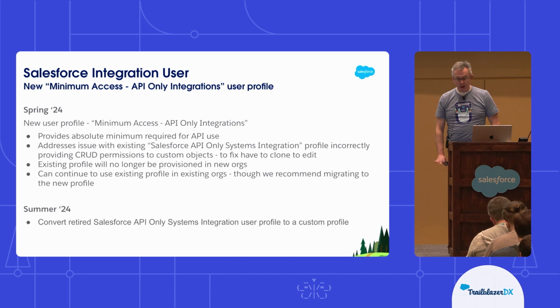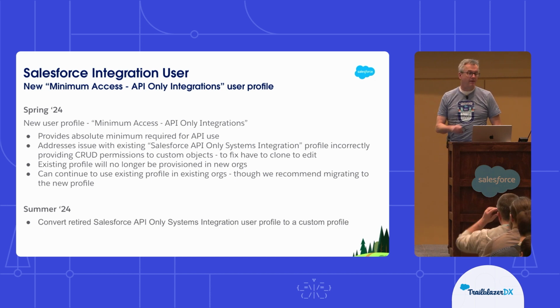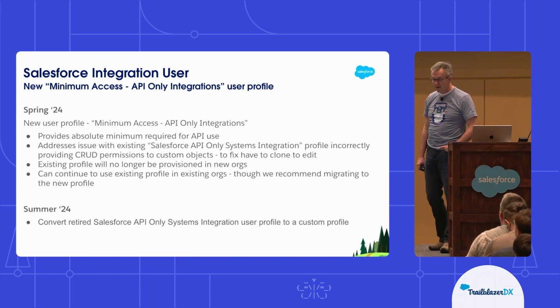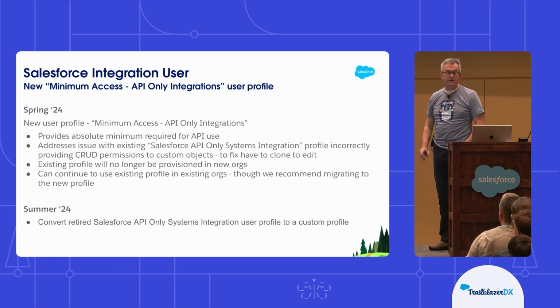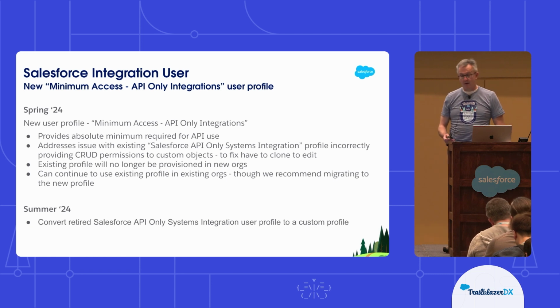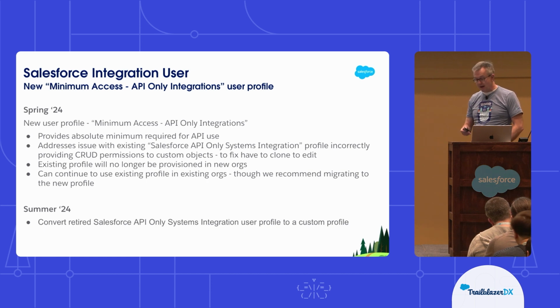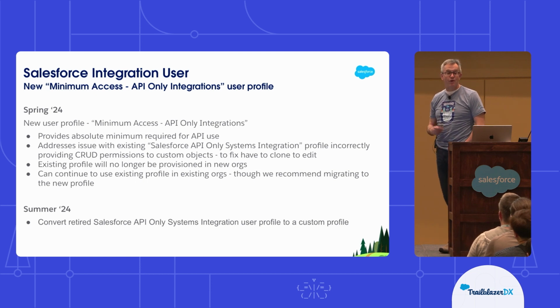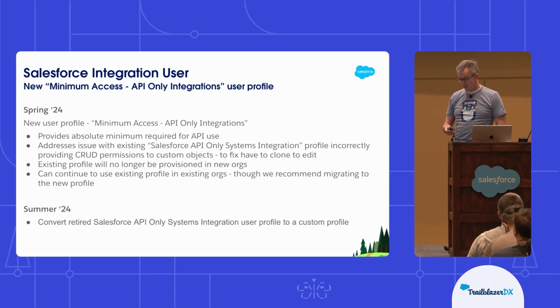Now, obviously, using a full CRM user license is expensive for that, which is why we have the Salesforce integration user. We are introducing a new profile in this Spring 24 release. It was addressing some issues with the original profile. So if you are using the integration user, you will see this new minimum access API-only integrations profile. It is based upon the existing standard minimum access Salesforce profile. So we would recommend that you migrate over to that, swap those users out. And then in the Summer 24, we will convert that old retired Salesforce API-only systems integration user profile to a custom profile so that you can therefore delete it if you wish.